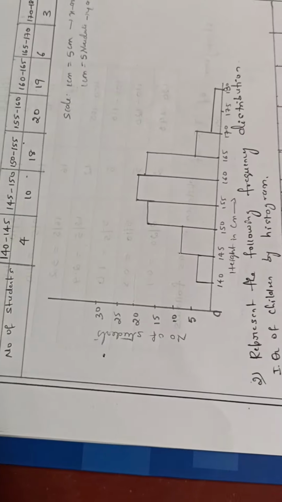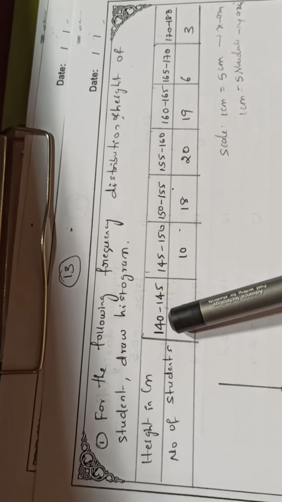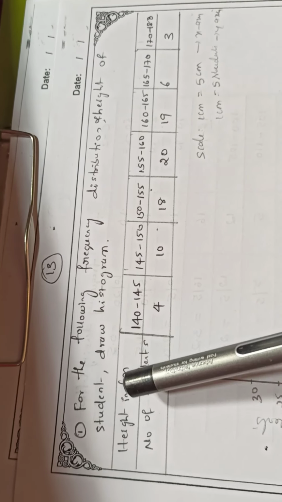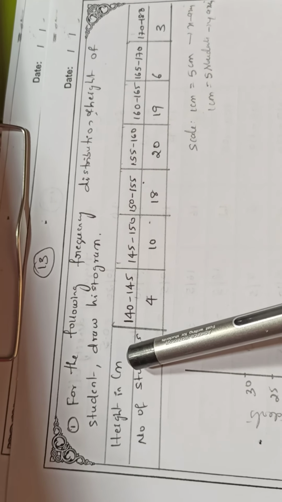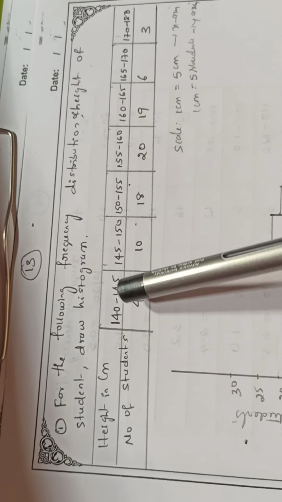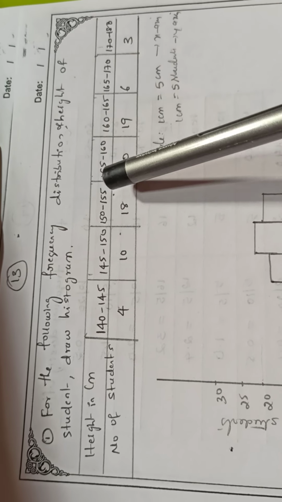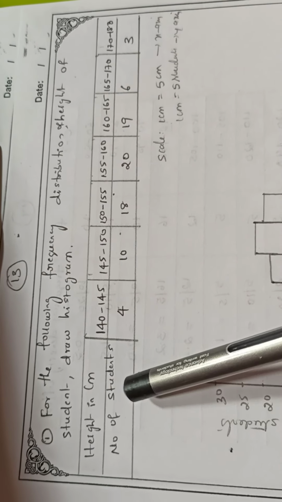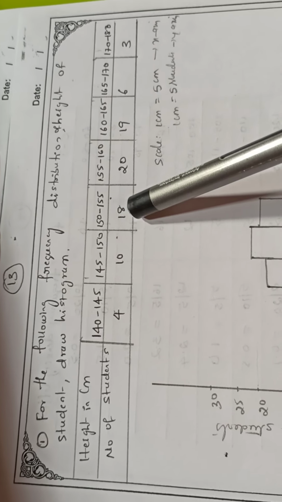Now let us plot a histogram for this data. This is the problem we have. For the following frequency distribution of height of students, draw a histogram. This is the height of the students given in centimeters, that is from 140 to 145, 145 to 150, 150 to 155, up to 170 to 180. So these are the class intervals, and these are the number of students corresponding to these class intervals.